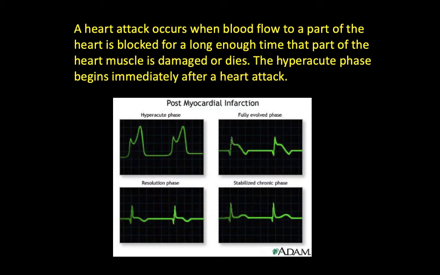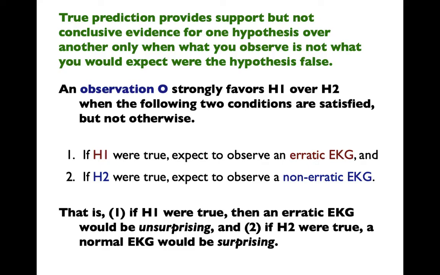A heart attack happens when blood flow to a part of the heart is blocked for a long enough time that part of the heart muscle is damaged or dies. The hyperacute phase begins immediately after a heart attack, and you can see this on something called an electrocardiogram. That is an EKG or an ECG. True prediction provides support, but not conclusive evidence, for one hypothesis over another, only when what you observe is not what you would expect were that hypothesis false.